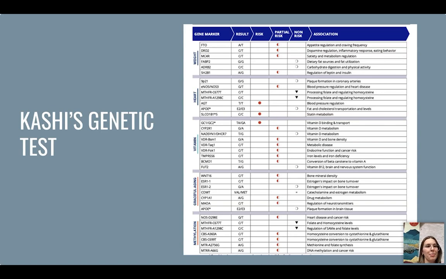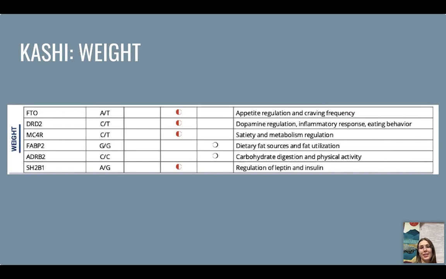So first up is weight. These are the genes that are tested in this category. We have FTO, DRD2, MC4R, FABP2, ADRB2, SH2B1, all very creative and memorable names. The first one on here is the FTO gene. This is actually known as the obesity gene, so to speak. And I love that this is the very first marker on this entire panel, not just this weight panel, because about 90% of the time I sit down with patients with either a full or a partial risk for this gene, and they're the furthest thing from obese. So it really goes to show and illustrates the power of epigenetics and a healthy lifestyle.